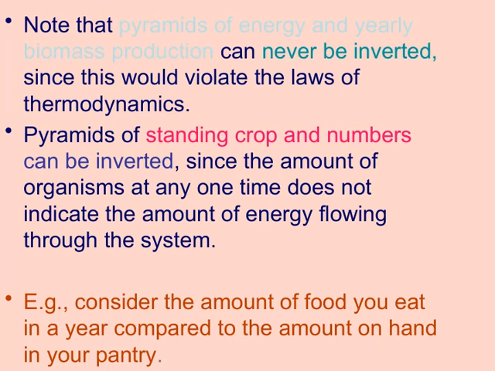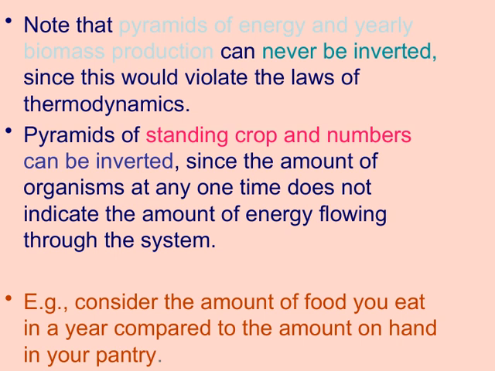Let's take a moment to understand why certain pyramids are never inverted. Specifically, pyramids of energy and yearly biomass production can't be flipped upside down. This is because doing so would actually break the laws of thermodynamics, which govern how energy flows and transforms in all systems. On the other hand, pyramids of standing crop and numbers can be inverted. This might seem counterintuitive at first, but it makes sense when you think about what these pyramids represent. They show the number of organisms or the amount of biomass at a specific point in time, which doesn't necessarily reflect the flow of energy through the system.